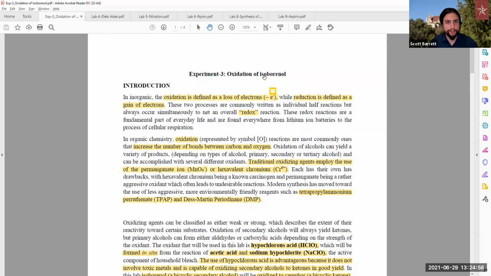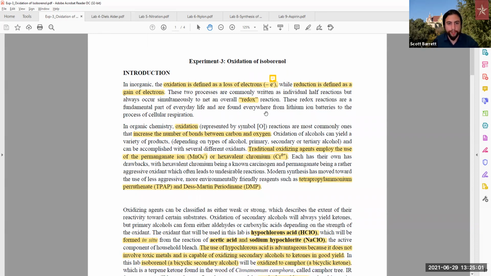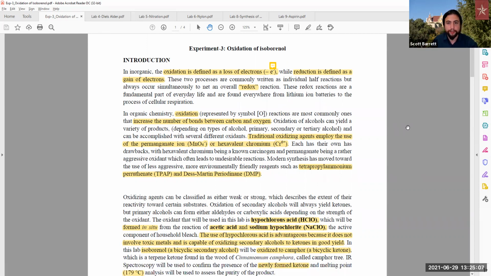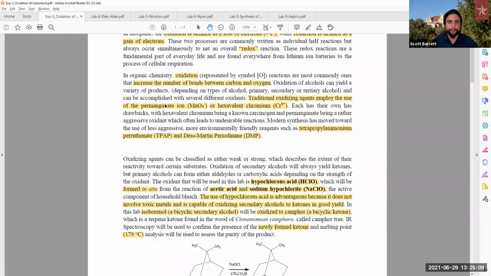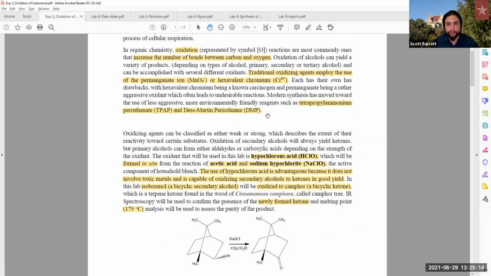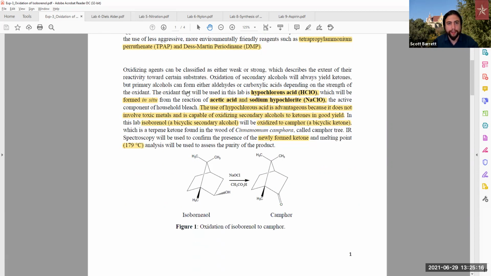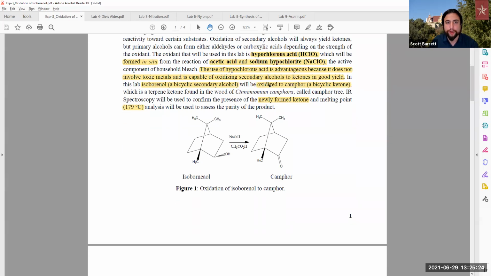Okay, so for this experiment on the oxidation of isoborneol, we're going to be doing the opposite of what we did last time. So instead of performing the reduction in this case, we're going to be performing oxidation, which would be noted that we can additionally use something such as KMnO4, potassium permanganate, or a hexavalent chromium. And then additionally, in this lab, we're going to actually be using hypochlorous acid, that would be from the reaction of acetic acid and sodium hypochlorite, in order to oxidize our isoborneol.